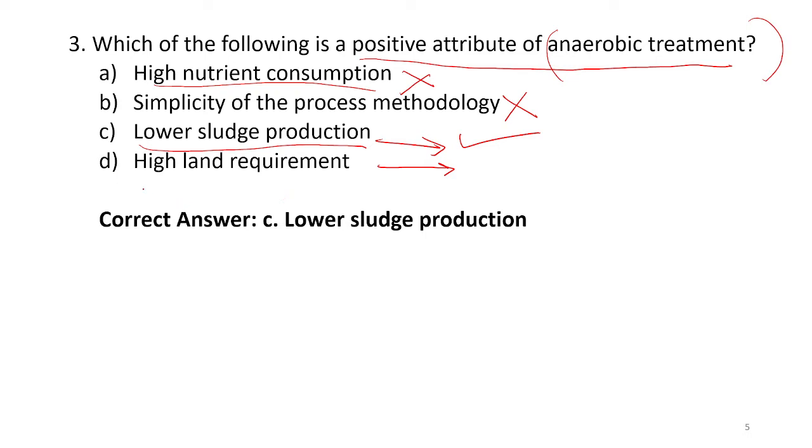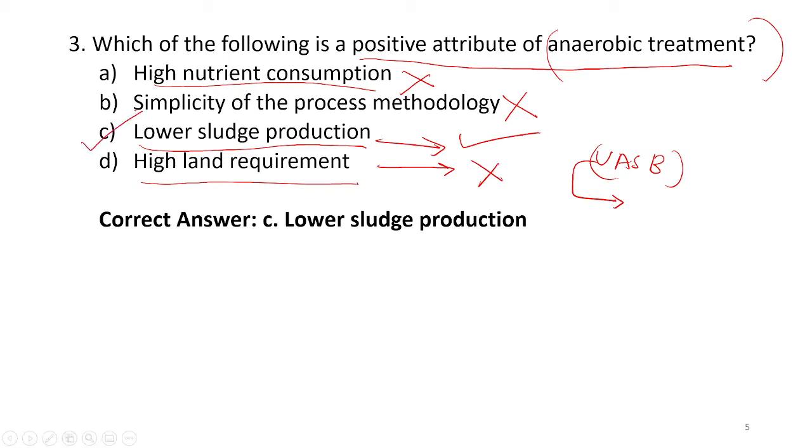And option D says that anaerobic treatment requires high land requirement, which is wrong, because the various anaerobic treatment methods like UASB reactors, upflow anaerobic sludge blanket reactors, are mainly used because very less land is needed for installation and operation of these anaerobic treatment systems. So compared to the aerobic systems, anaerobic treatment requires less land. So option D is also incorrect. So option C is the correct answer.